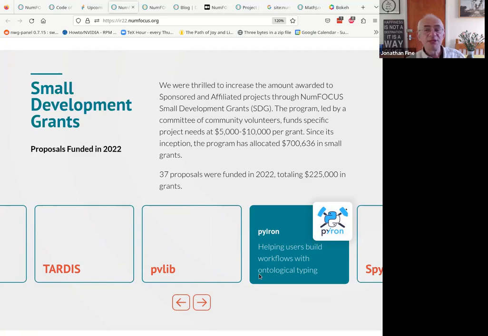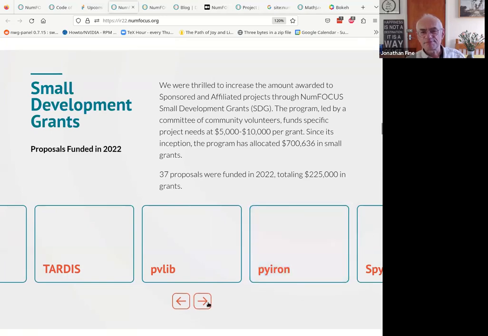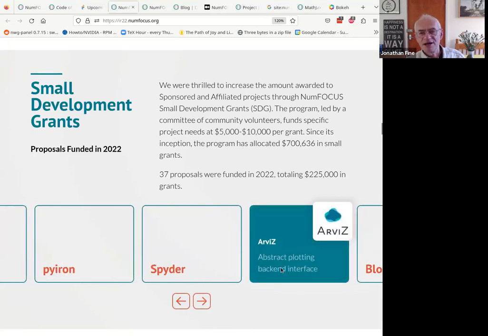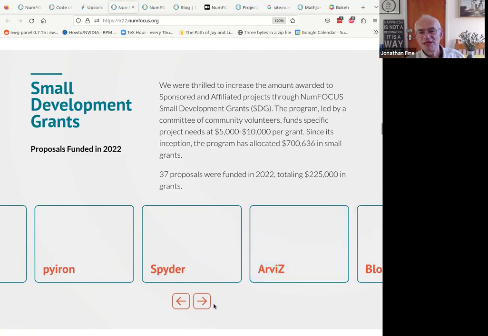Well, somebody's obviously looked into this and had the idea, and NumFOCUS has said it's a thing. We're willing to give it some money. Spider, that must be something to do with Python. Archives. Abstract plotting backend interface. That's intriguing. And we've gone back to the beginning, I think.